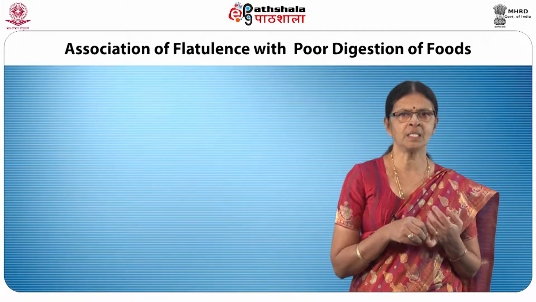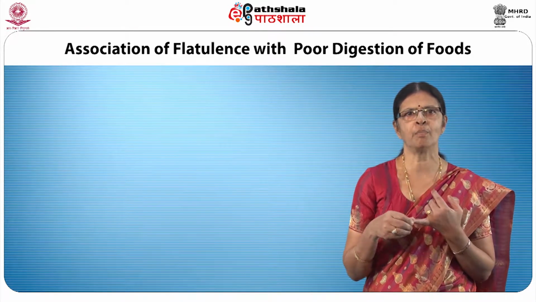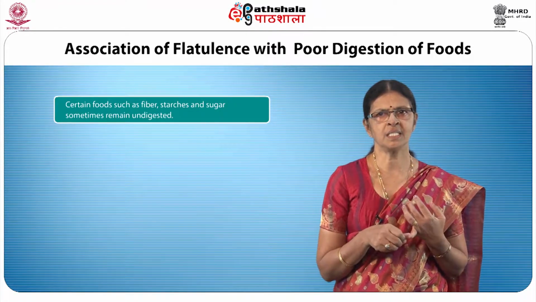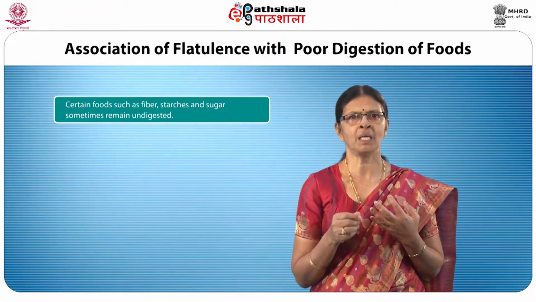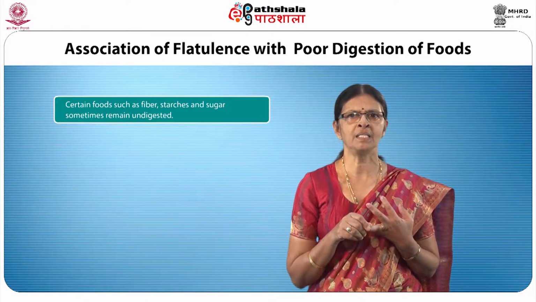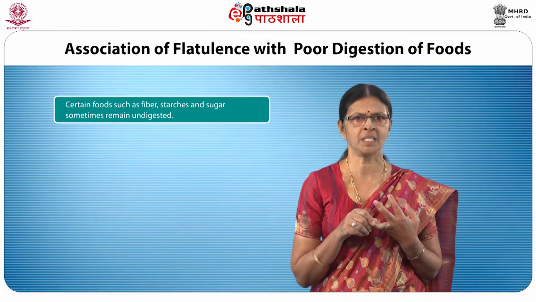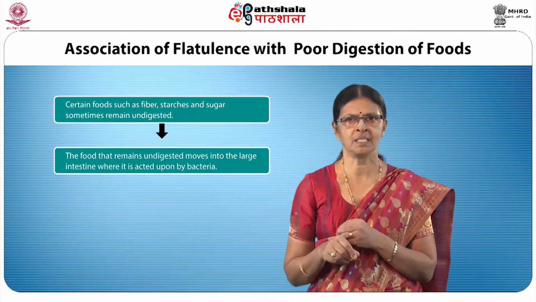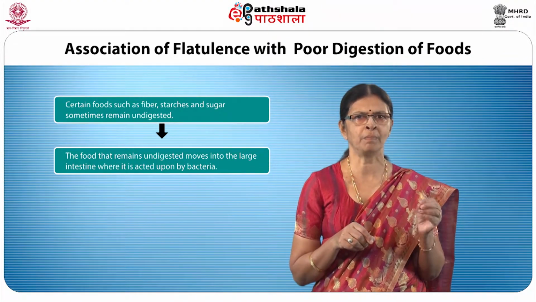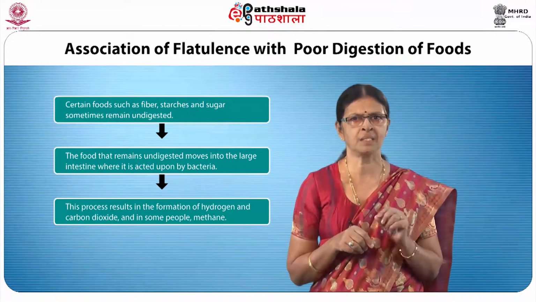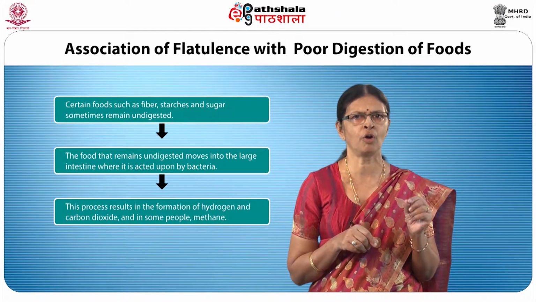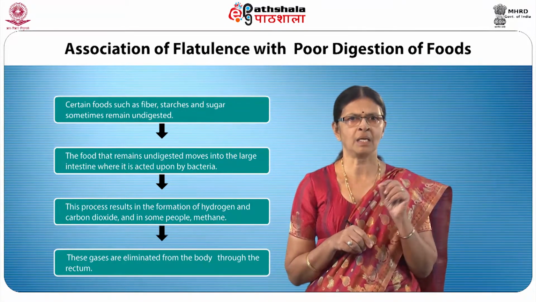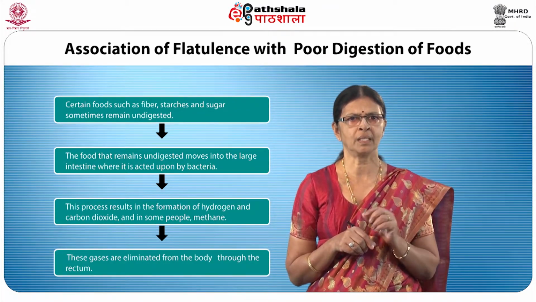Gas also occurs when certain foods are not digested by the body. Carbohydrates such as fiber, starches and sugar sometimes remain undigested because the enzymes that are needed for digestion are not present. The food that remains undigested moves into the large intestine where it is acted upon by bacteria. This process results in the formation of hydrogen and carbon dioxide and in some people methane. These gases are eliminated from the body through the rectum.